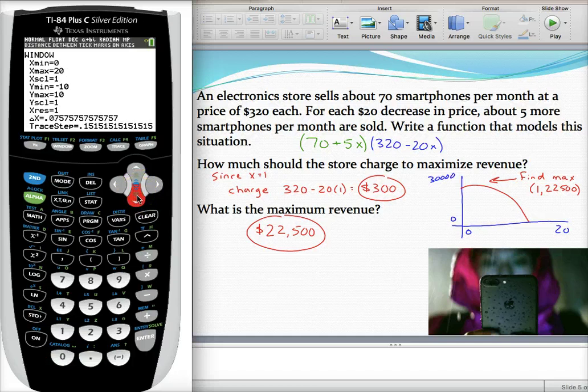For your Y min and Y max, this represents your revenue, your output. For a minimum, you could make $0. That'd be really bad for business, but you could make $0. For your Y max, I really don't know, but here's a trick that I like to use. Right now, we sell 70 smartphones when we charge $320. So for Y max, I type in 70 smartphones times $320 apiece, and hit enter. I can see that must be the revenue I'm making now.